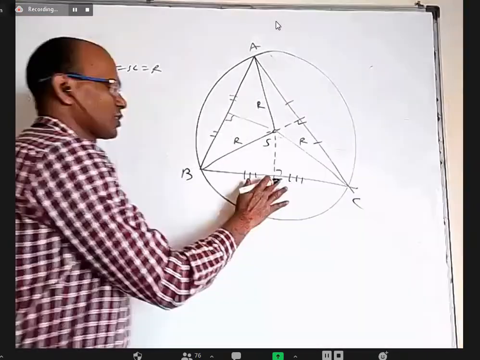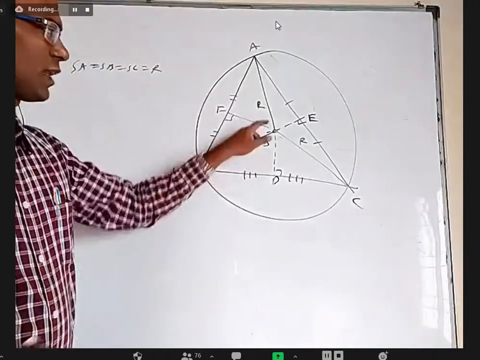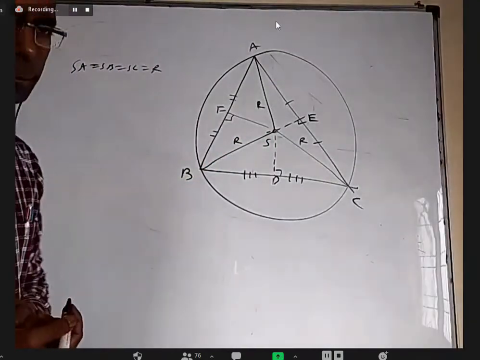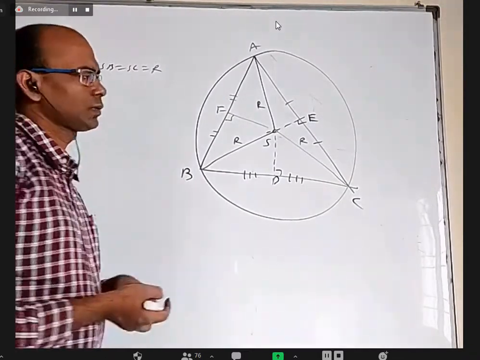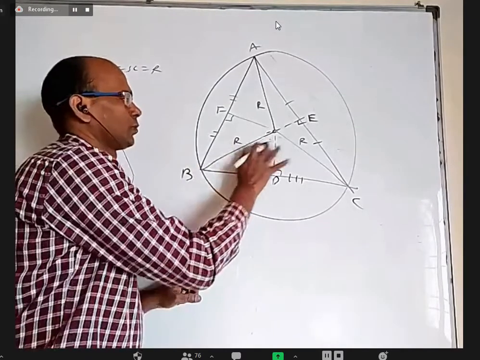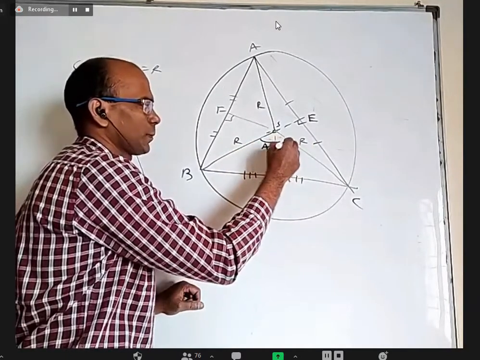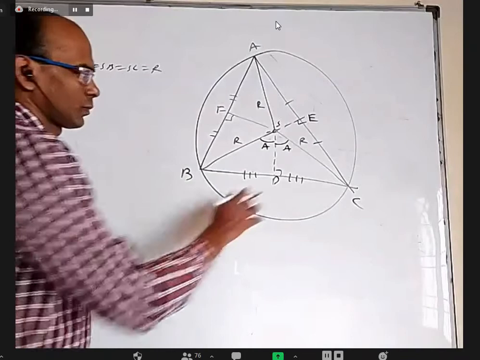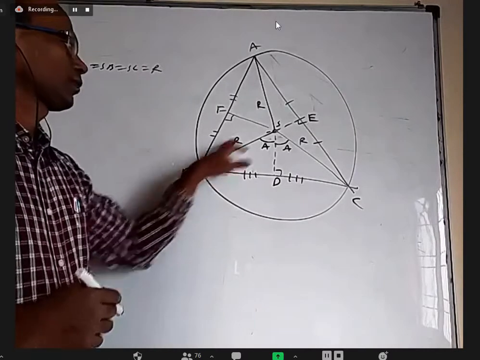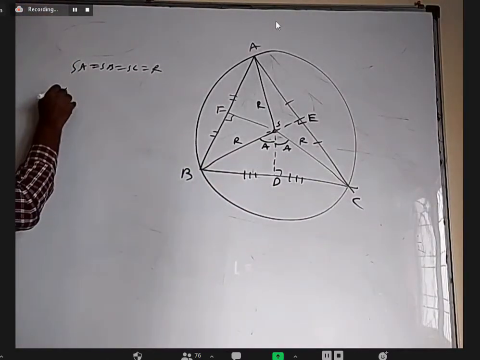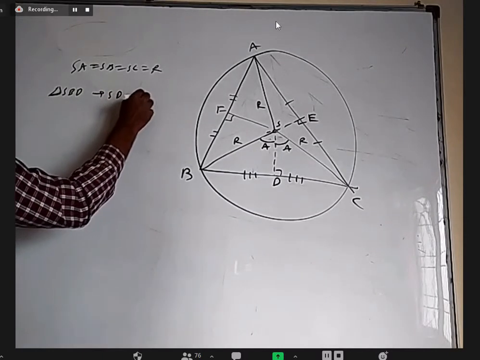What is the perpendicular distance to this midpoint? Let us call them D, E, F. Anyone want to tell what is the SD length? Small r? R constant? If this angle is A, this total angle is 2A, this will be A and this will be A. R cos A. If I take triangle SBD, from that you'll get SD is equal to R cos A.